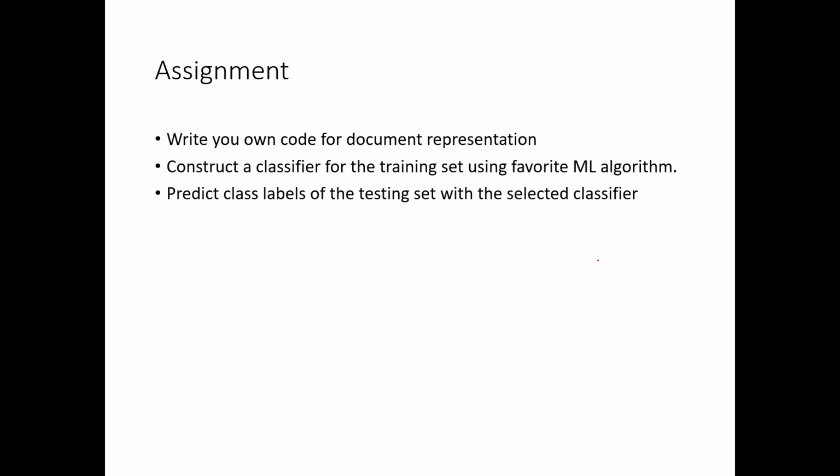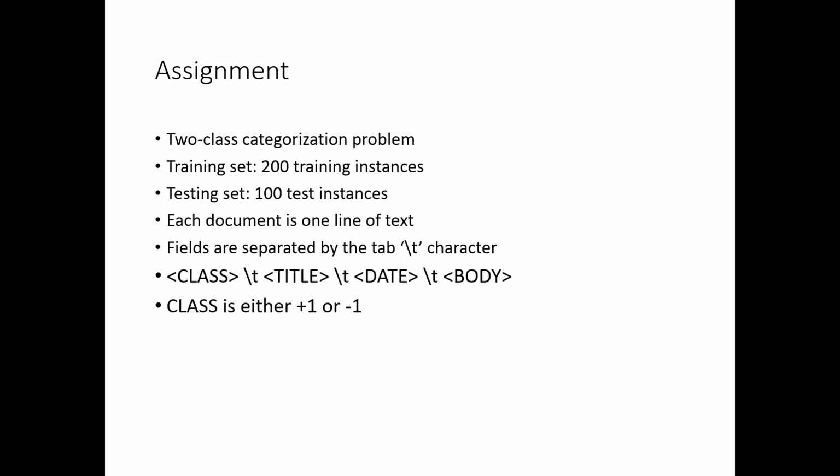So let me show you the data format. I will share the data in a minute. The training data set has 200 training data points, and the test data set has 100 data points. It's in text form, using the tab character to separate the data. So basically you have 4 fields: class, title, date, and body. And the class is either +1 or -1, to indicate it's a two class problem.